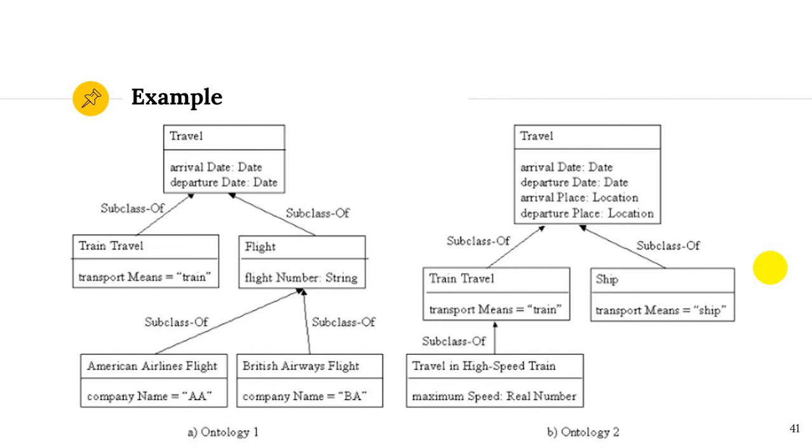Let's suppose that we want to merge the ontologies of the following figure using PROMPT. In the first ontology, we have the top class travel, with two subclasses, train travel and flight, and under flight we have American Airlines flight and British Airways flight. In the second ontology, we have always at the top the class travel, then we have train travel and ship, and under train travel we have travel in high-speed train.